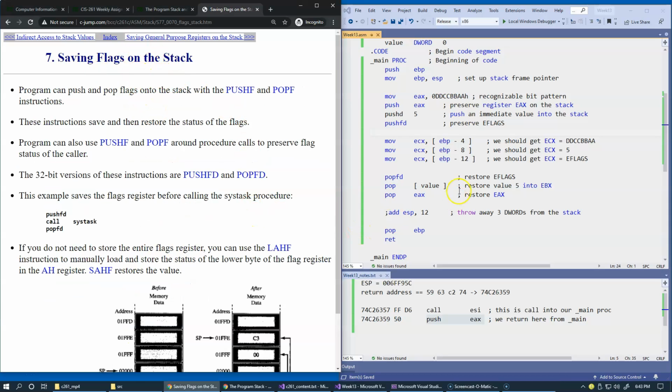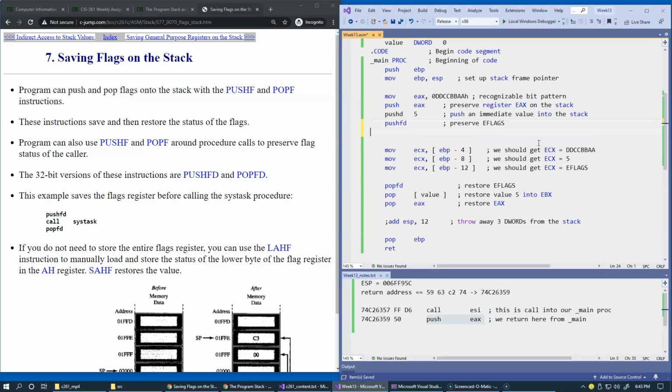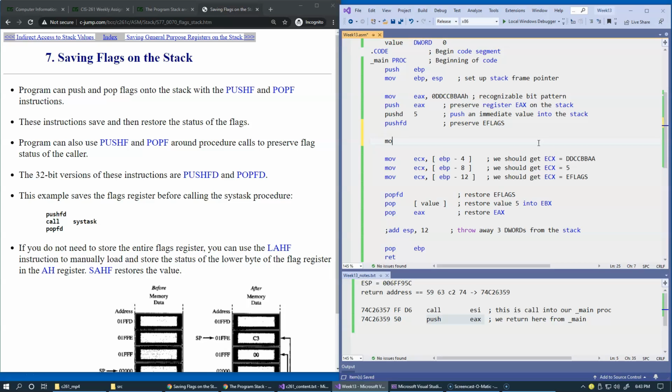Saving flags on a stack. I already showed you the two instructions: push flags double word and pop flags double word, if you like. But there is something else I'd like to note about the flags register: there is no mnemonic that would allow us to move the flags.